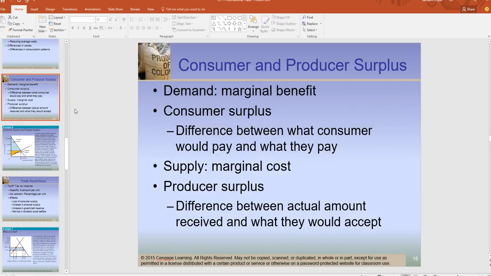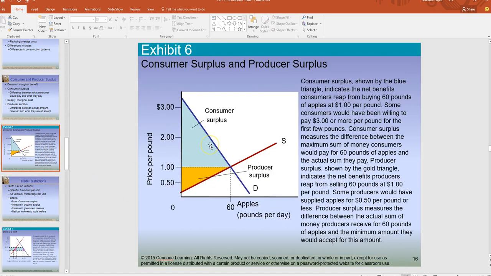A very important concept to analyze benefits and cost of trade is the concept of consumer surplus or producer surplus. Consumer surplus is calculated by looking at the difference between what consumers will pay and what they actually pay. And the producer surplus is the difference between the actual amount received by the producers versus what they will accept. Well, in a graph, this is understood more clearly.